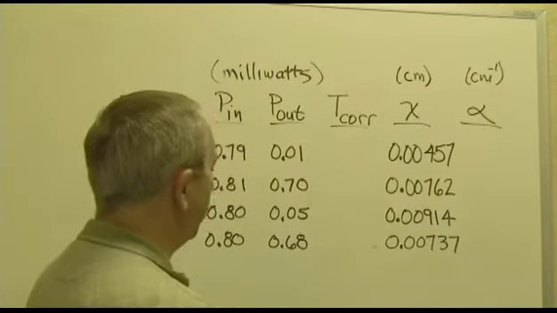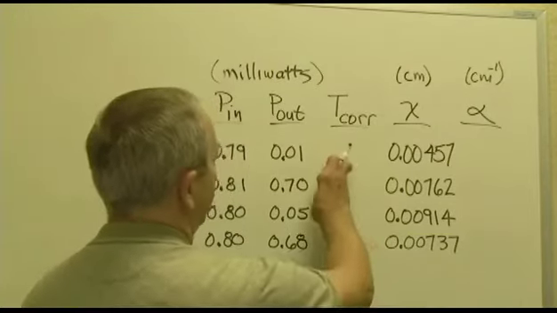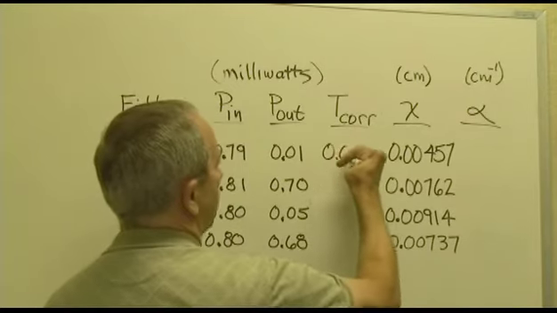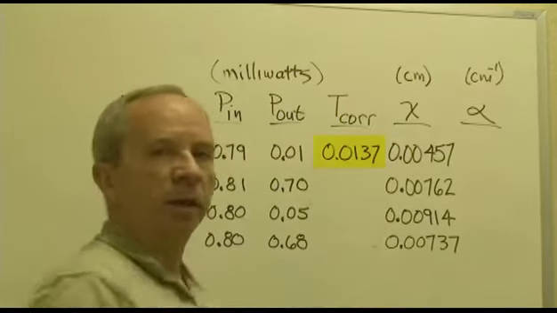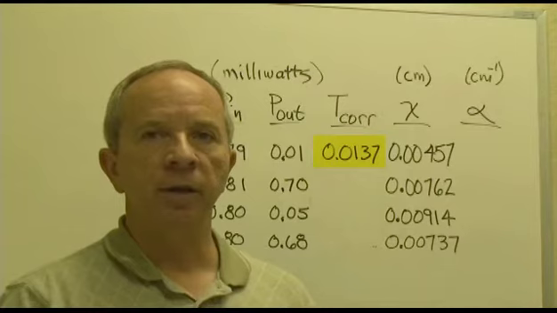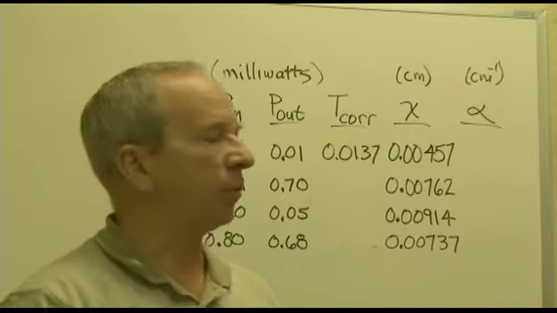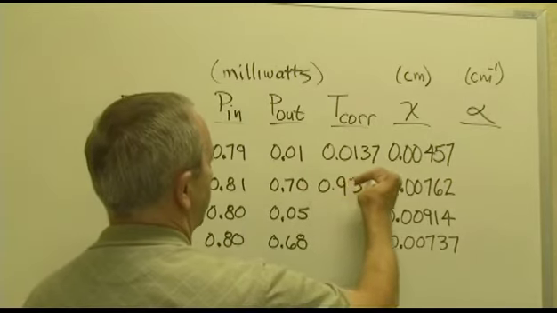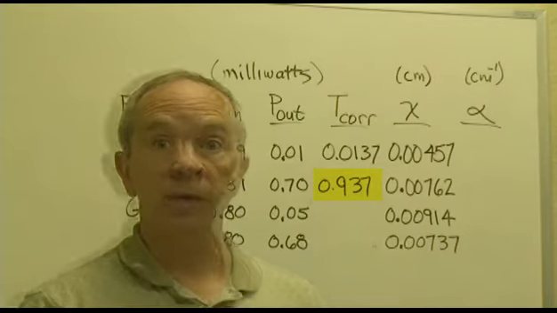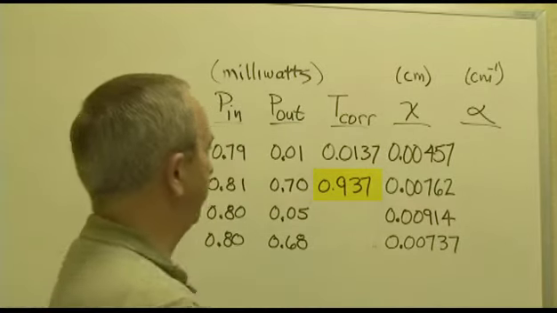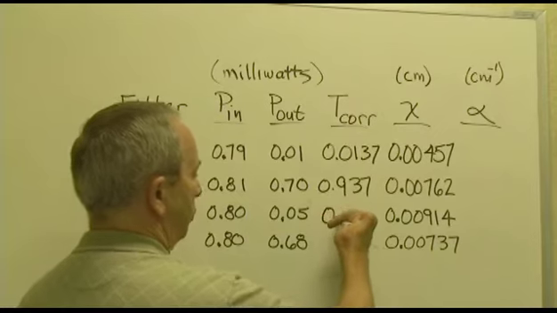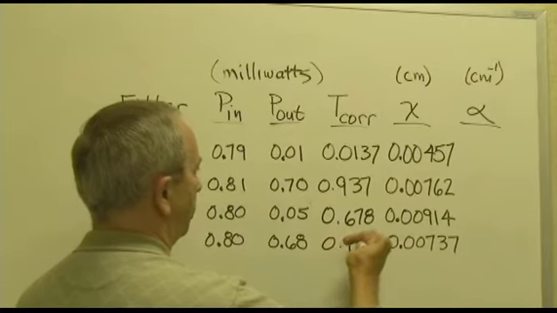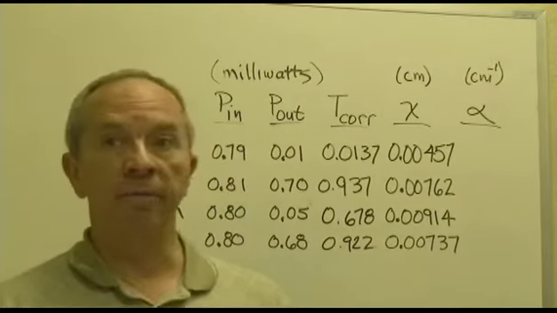And if you use that formula, you'll come out with a corrected transmittance. Instead of 1.3%, we'll get about 1.4%, which is 0.0137. And you should be able to reproduce that calculation by using the method I just described. Similarly, for the yellow, we'll get 0.937, about 94% transmittance for the yellow filter. Much different than the blue, isn't it? And about 0.678 for the green filter and 0.922 for the red filter.